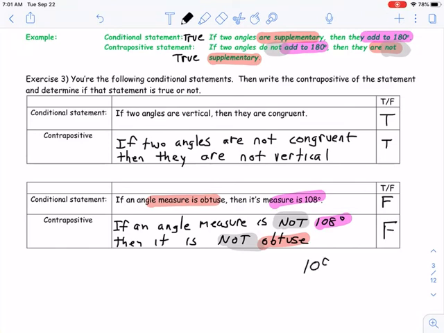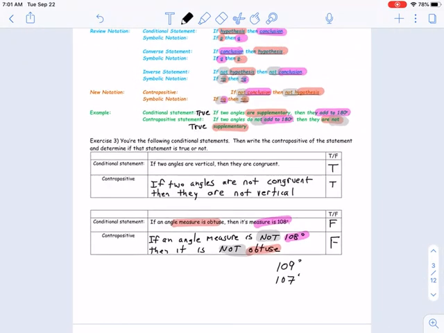If an angle measure is not 108, then it is not obtuse. Well, what if it's 109 degrees? That's a counterexample. 107, right? 171 degrees, or 132.14973267132222243 degrees, right? Could be any of those.